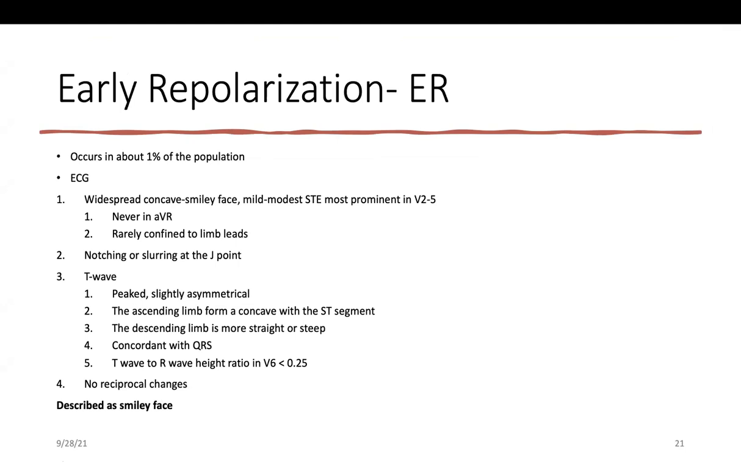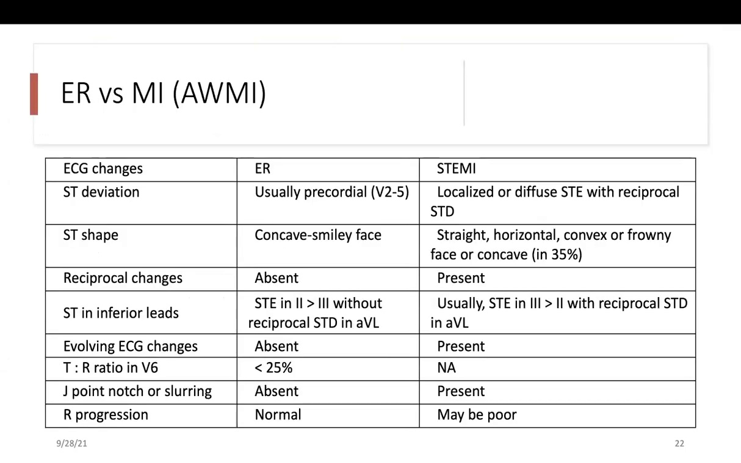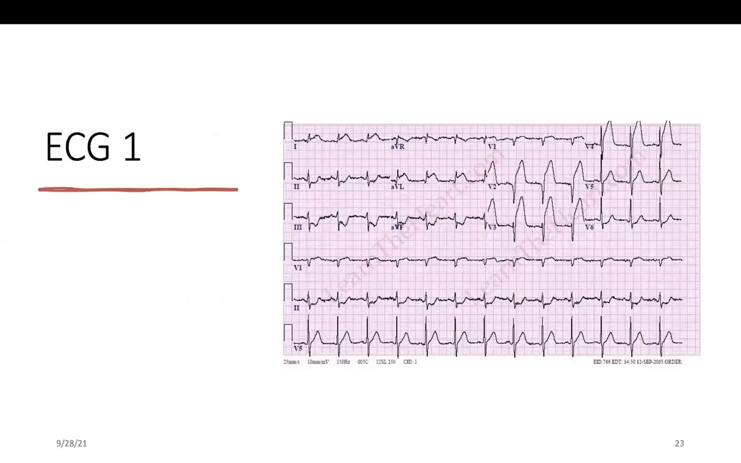Again, we discussed early repolarization and the changes in MI and early repolarization. And I think the most important is to look at the J-point notching or slurring of the J-point.